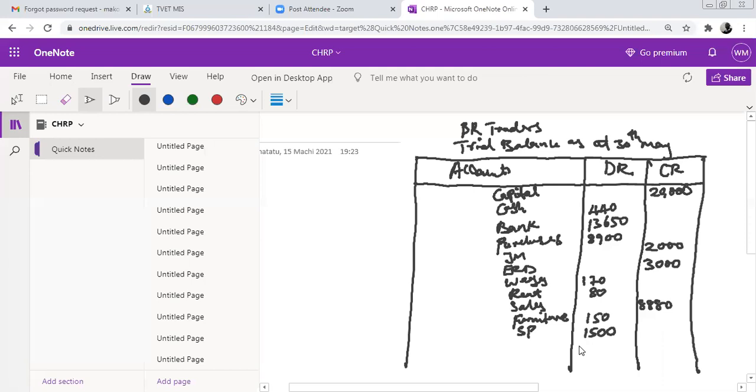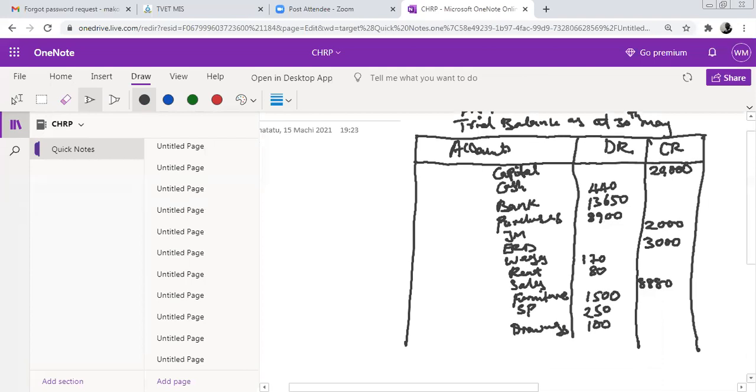Next. 150 or 1,500? Confirm. Furniture was 1,500, I think. And then SP is 250 debit. Okay. If we are not so accurate, it will bring problem in balancing. Then from SP, drawings, 100 debit, and we are done.